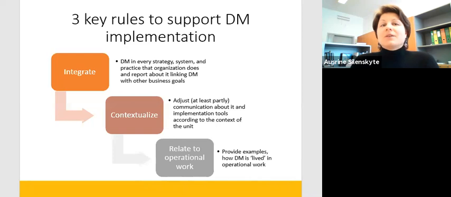This example also is very relevant for the point 1 about integration. Many times diversity issues are highly related to company strategy and processes. We just need to put on diversity glasses to see them and to address them in our communication and management practices. The other example of contextualization comes from implementing diversity management in recruitment.